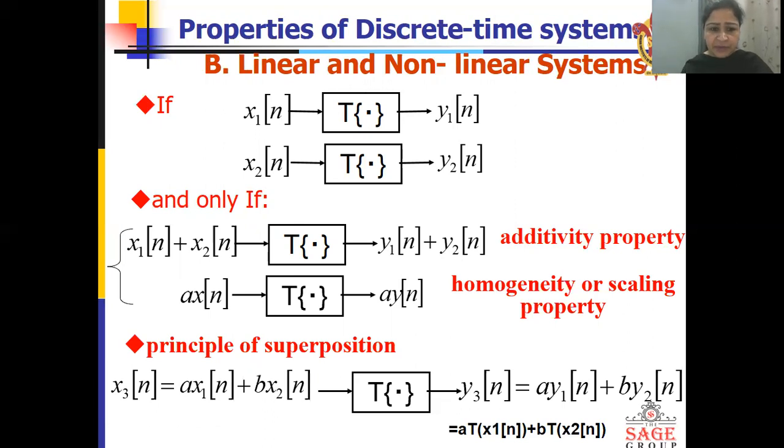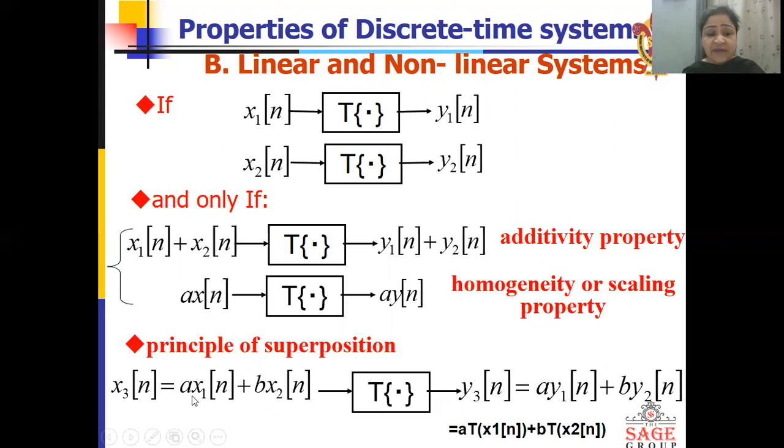This is additivity property. Similarly, I have homogeneity or scaling property. Homogeneity property is that if I multiply an input with any scaling factor a, then I should get the output multiplied by the same scaling factor. That means if x[n] generates y[n], then a·x[n] should generate a·y[n]. So these are the two properties which combine to form the principle of superposition. Now, if any discrete time system follows this principle of superposition, that means the system is a linear system.